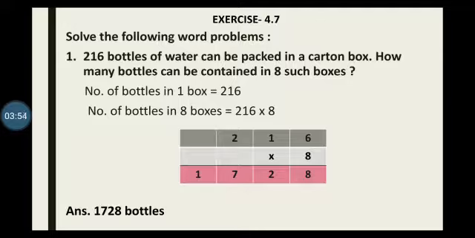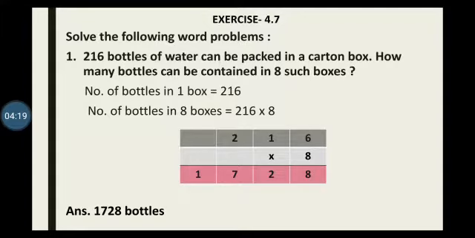So in one box we have how many water bottles? 216. For a bigger party, 8 such boxes are purchased. So how many bottles will I get? I will have to add 216 8 times. So what I can do is multiply 216 by 8.